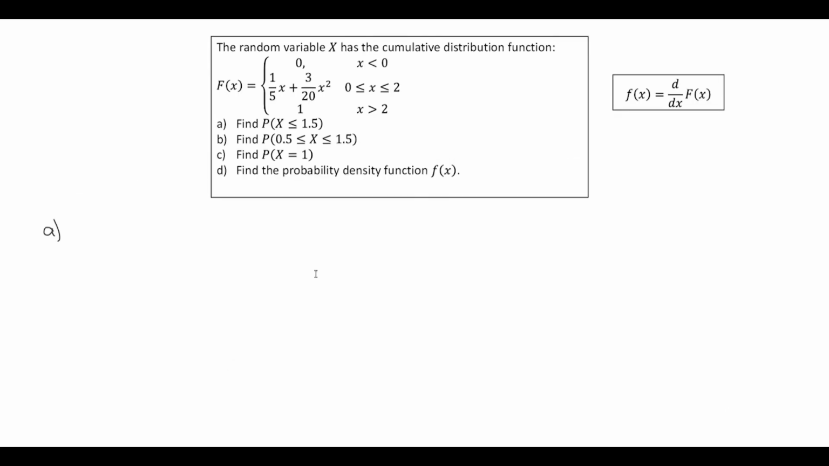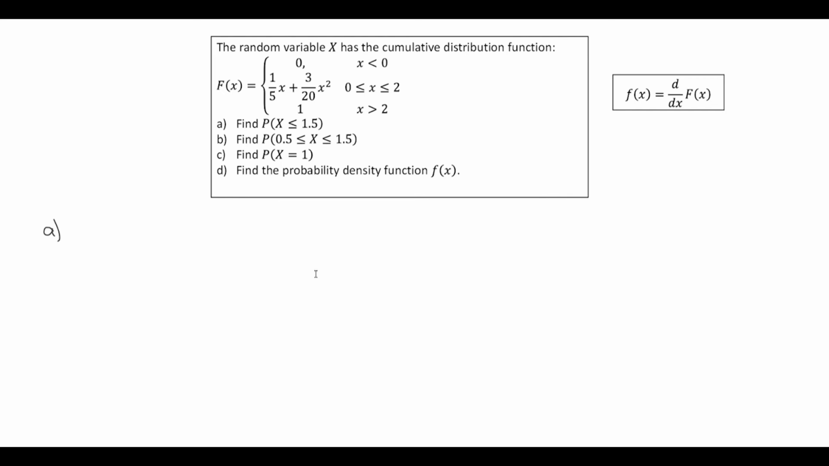Okay, so now that we know how to calculate the CDF, the cumulative distribution function, we want to make sure we can make good use of it. Here, we're given the CDF, so that's actually our starting point. We haven't been asked to find it, we've been given it, and we've been asked to do a few things with it. Firstly, find the probability that x is less than or equal to 1.5.